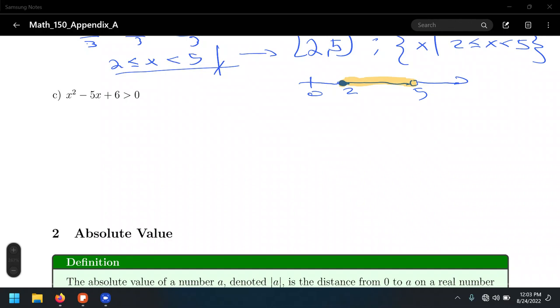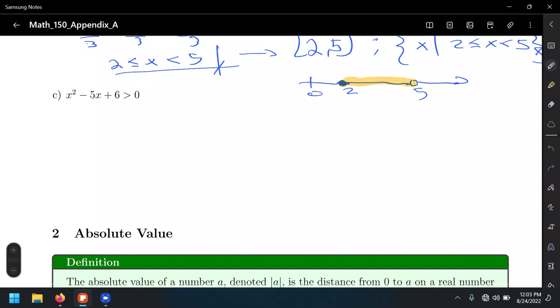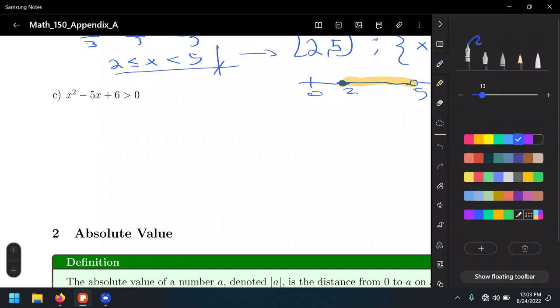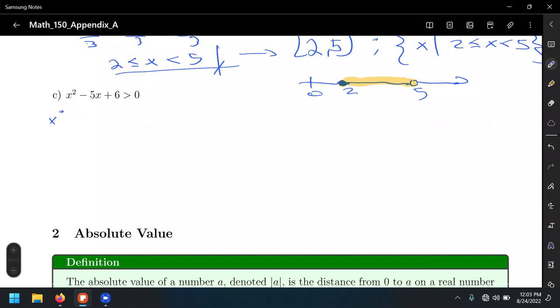So for letter C, we have this quadratic inequality, and we are going to pretend that we are solving an equation. So how about that? Let's turn this into one equation, x squared minus 5x plus 6 equals 0. Solve the equation for x, and we're going to find what we call the critical values for the inequality to test them for positive and negative, depending on what we ultimately want.